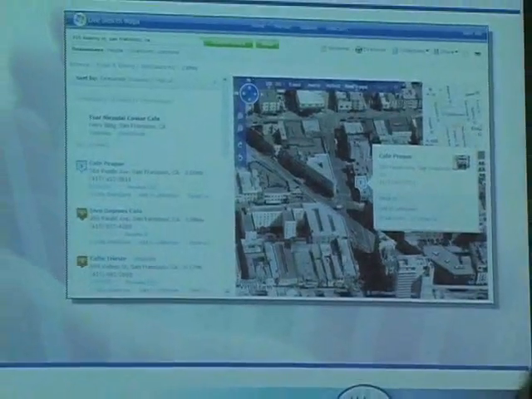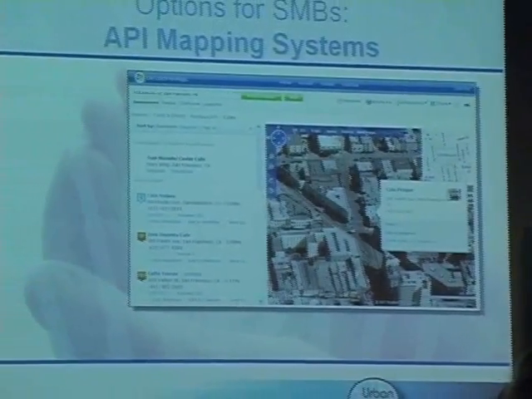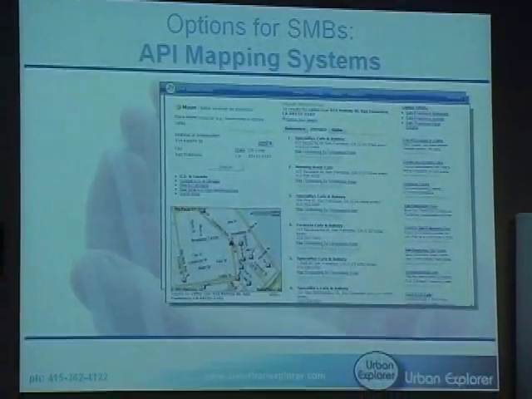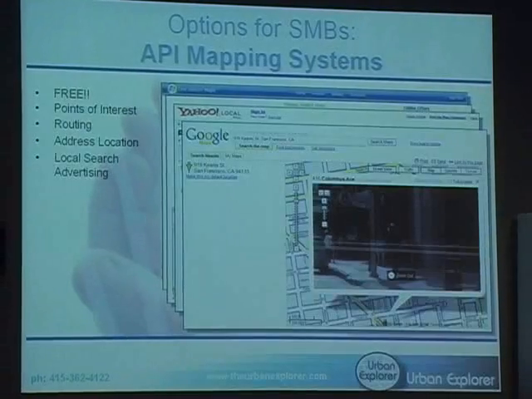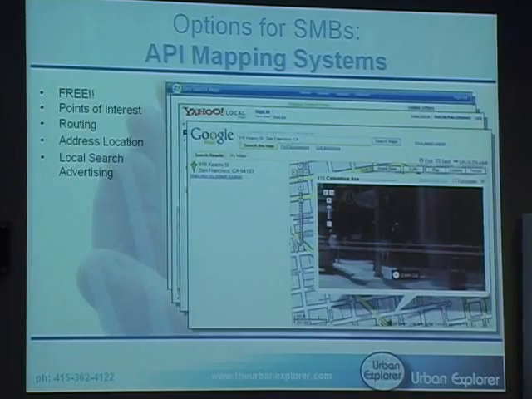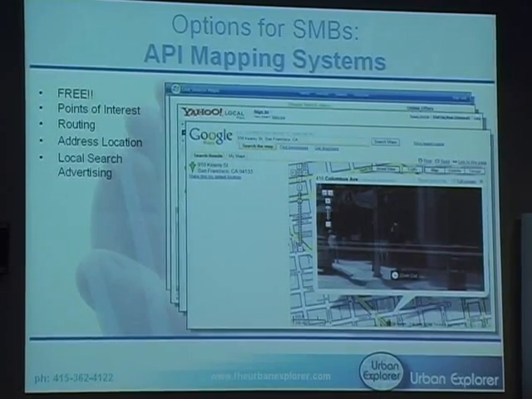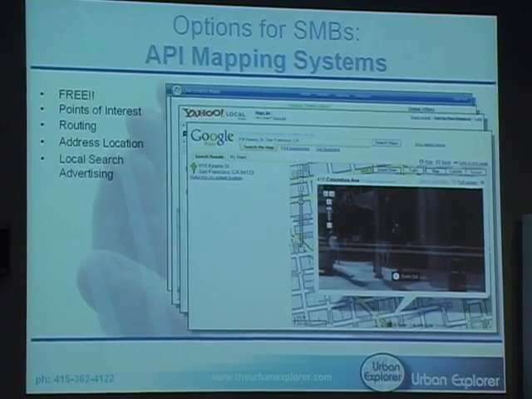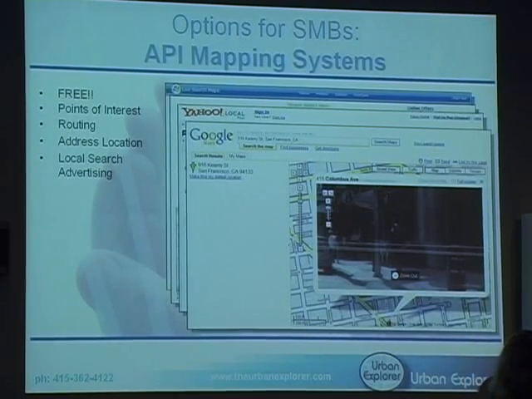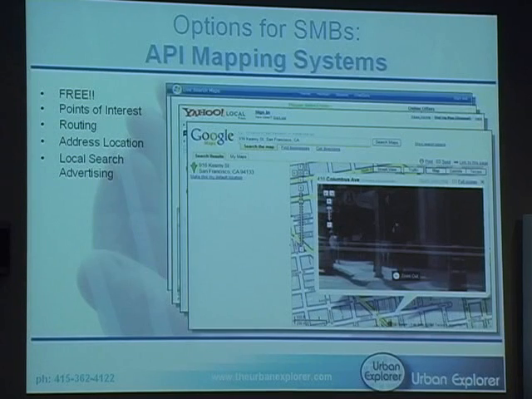Another example is what I call API mapping systems. I mean, it's the Microsoft Maps, MapQuest Maps, Yahoo Maps, and also, of course, the Google Map. These things all have something in common. They're free. They're ubiquitous. They offer points of interest, routing, address location. Also, they're becoming very important in terms of local search advertising. Each one of them provides a certain flavor.